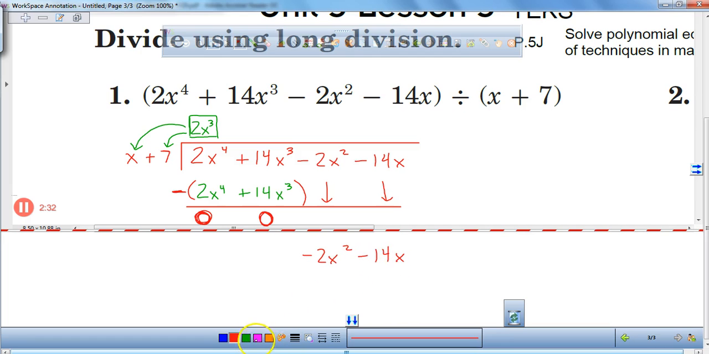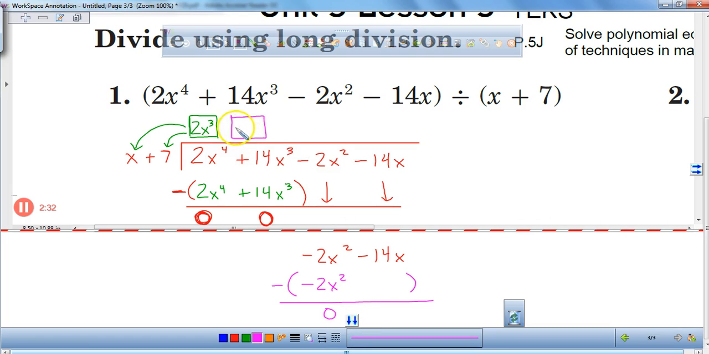I'm going to change colors here. I'm going to put another box right here. What I'm trying to figure out is, what number times x is negative 2x squared? I've got to make a negative 2x squared so that when I subtract all of this, it equals 0. That's what I'm trying to do.